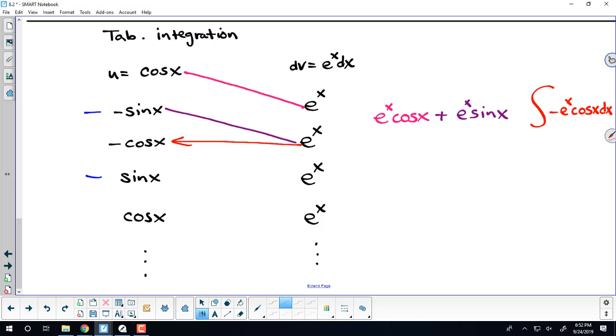So I don't know which method you prefer. Personally, I don't care what you use, because tabular integration is integration by parts. It's almost equivalent to synthetic division when we're dividing polynomials. So anyone have any questions on that?